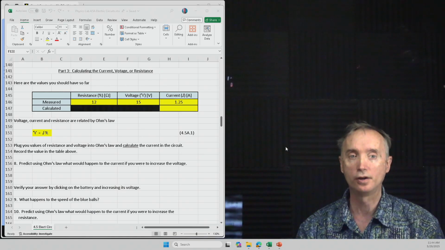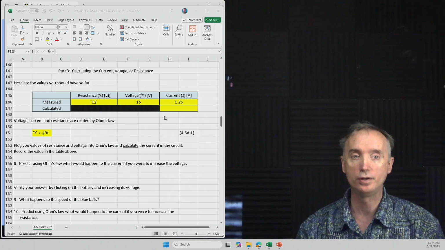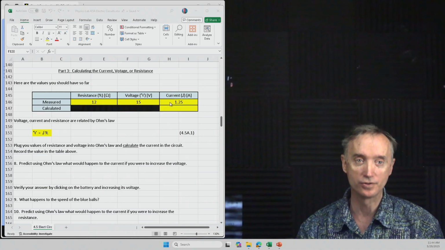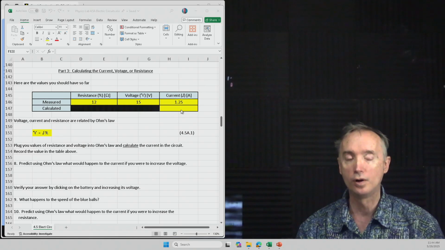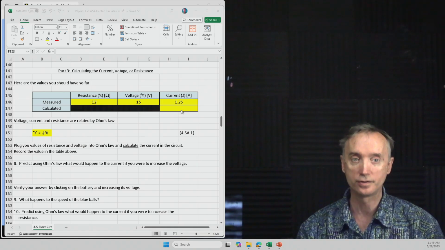So if you look here, here's a summary of what we know so far. We set the resistance to 12 ohms, and then we set the voltage to 15 volts, and then we measured the current, and so I went ahead and put it in here. So it's 1.25. But you notice that there's a blank spot underneath here. So we want to try to calculate what is the electric current.